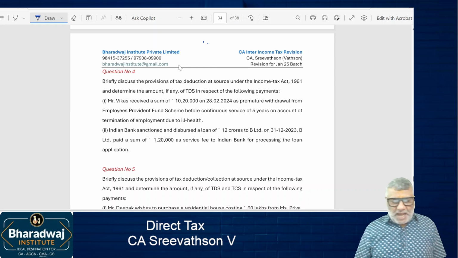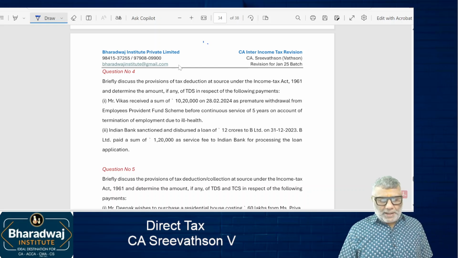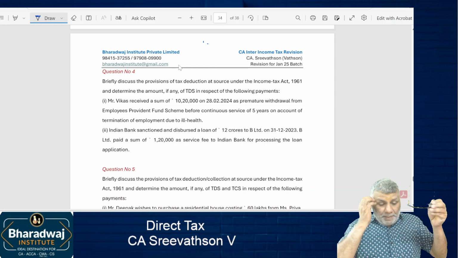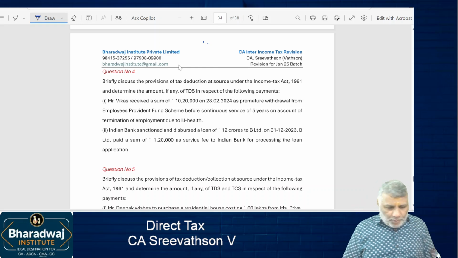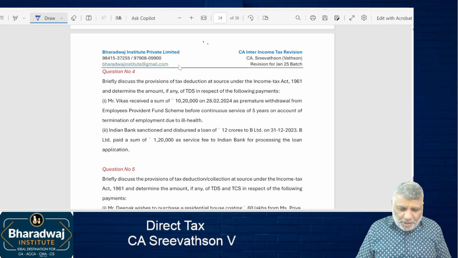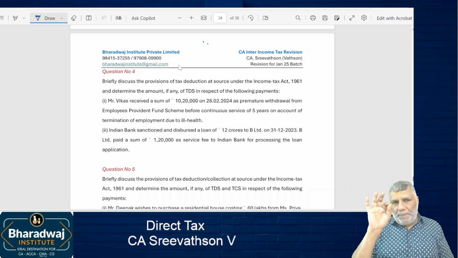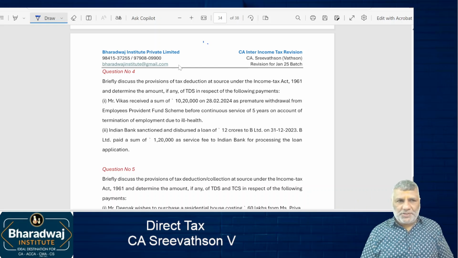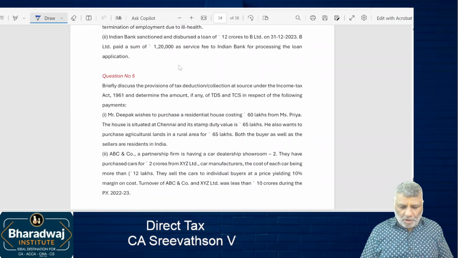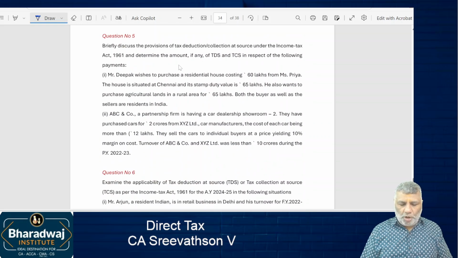Indian Bank sanctioned and disbursed a loan of 12 crores to B Limited. B Limited paid a sum of 1,20,000 as service fee to Indian Bank for processing the loan. Any payment to bank and the government, no TDS. No TDS obligation.